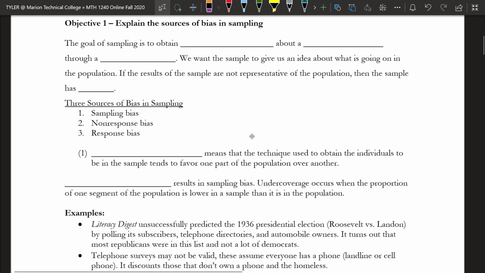Just to remind you of the goal of sampling: the goal of sampling is to obtain information about a population through a sample. So we get a sample and try to find out what's going on in the population. And so far we've talked about some sampling methods, but we haven't talked about some of the problems that can arise by doing a sample. So that's what this section is going to cover.